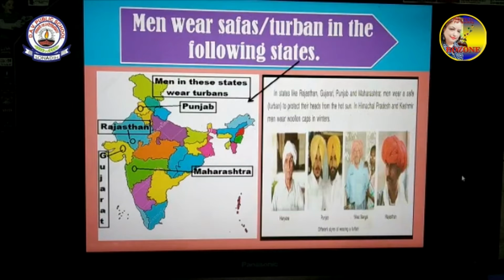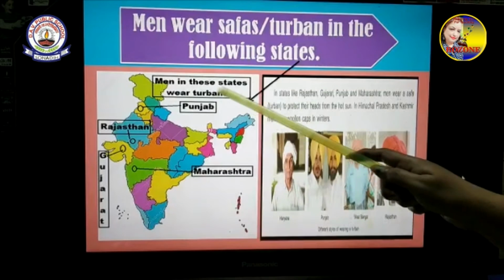Maybe it is very cold over there, so in winters it also protects them from the winters. So in Himachal Pradesh and Kashmir, men wear woolen caps in winters. I showed you in the clothes lesson in the climate part what type of caps they are wearing, and no need to show you again. You can go to that video and see it if you want to.